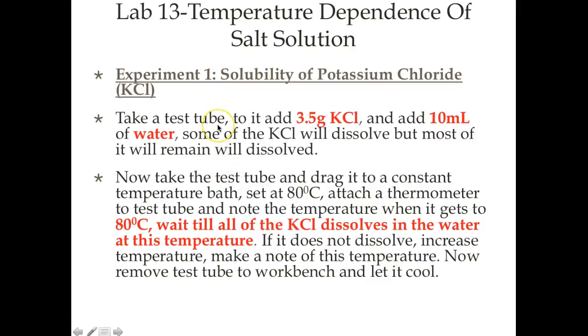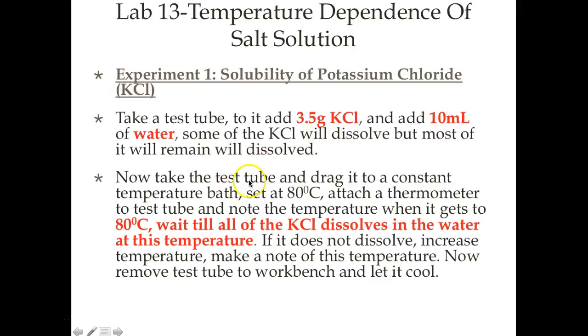So you're going to take a test tube in the first experiment, which is potassium chloride, KCl. You're going to start out with 3.5 grams of KCl and add it to 10 mL of water. Remember, the density of water is 1 gram per mL, so 10 mL should weigh 10 grams. So you're dissolving 3.5 grams of KCl in 10 grams of water. And now all of it may or may not dissolve. Some might remain undissolved.